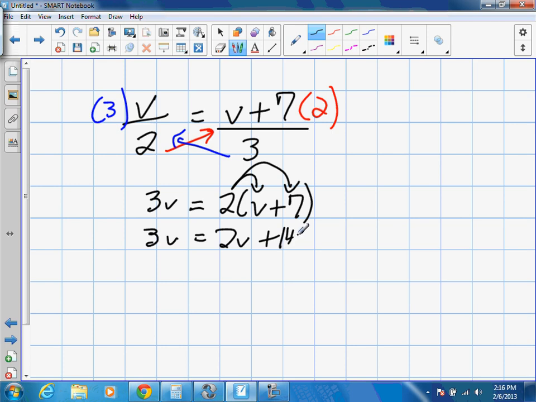Okay? We want the v's to all be on one side, so I'm going to move the 2v over. We'll get 3v subtract 2v is equal to 14. What is 3v subtract 2v? 1, or we could just write it as v. And there, we're already done. V is equal to 14.